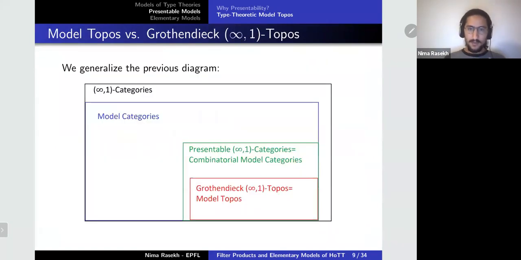In the same way that presentable infinity-one categories are completely recovered by the combinatorial model categories, there's a notion of a Grothendieck infinity-one topos in its general infinity-one categorical sense. Those are completely recovered by the model toposes that we just defined. So I can completely focus on these. It's a very strict category that we can study with model categorical techniques. And my goal is to show that they are models of homotopy type theory.